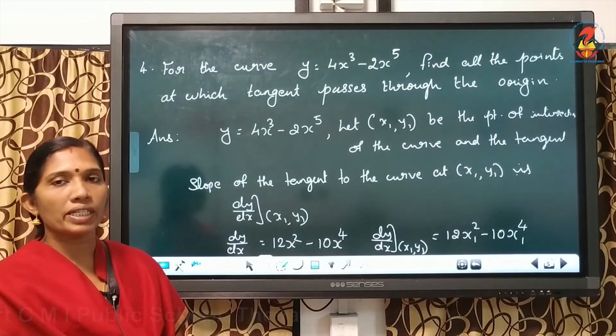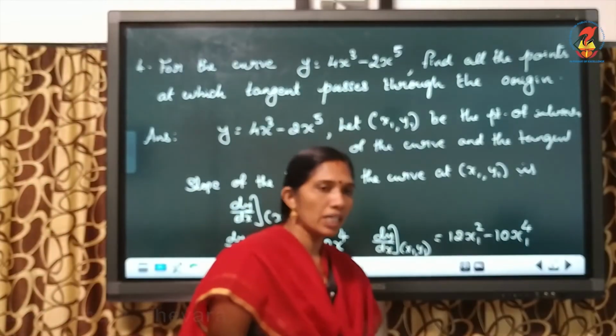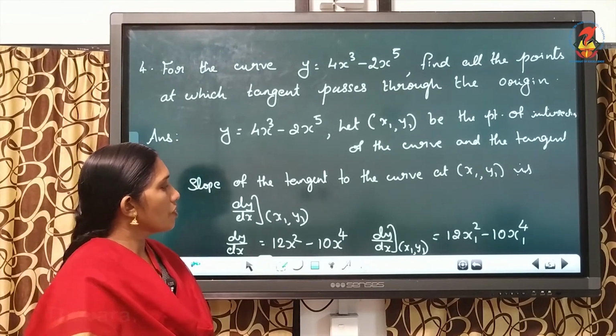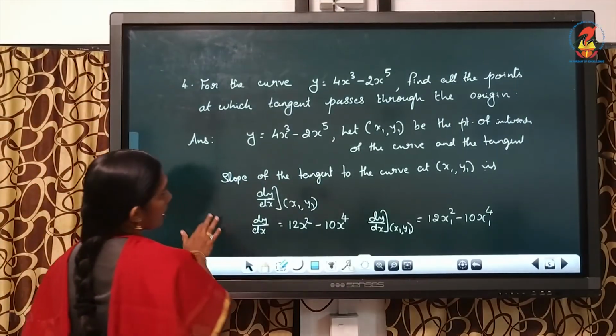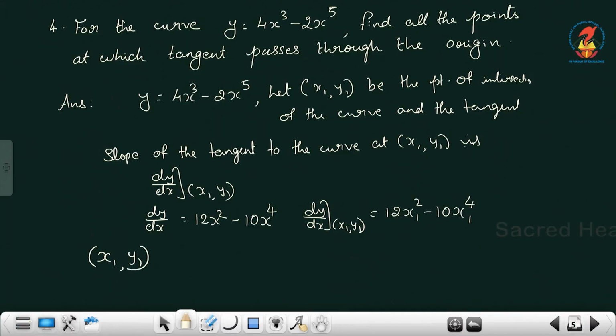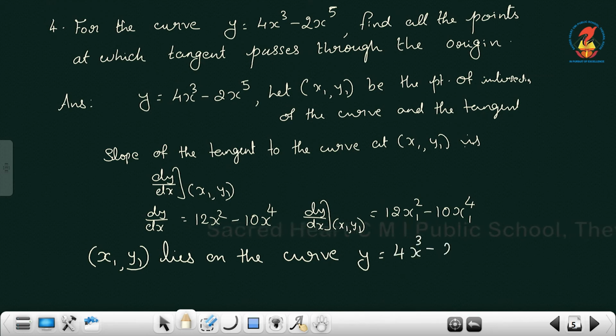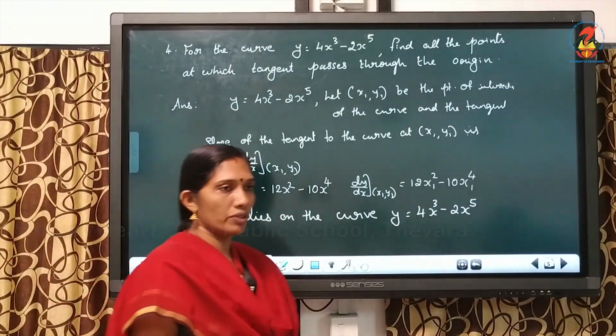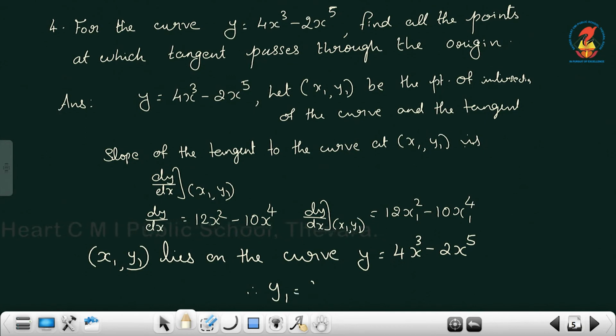So, that is the slope of the tangent to the curve. But here this x1 is unknown, we do not know, that we have to find. So, now what we do is, x1 comma y1 lies on the curve, which is the curve y is equal to 4x cube minus 2x raised to 5. So, we can substitute x1 for this x and y1 for this y. Therefore, y1 is equal to 4x1 cube minus 2x1 raised to 5. This we write as equation 1.